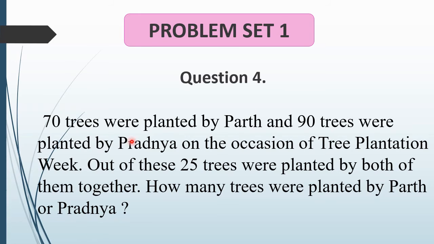70 trees were planted by Parth and 90 trees were planted by Pradnya on the occasion of tree plantation week. Out of this, 25 trees were planted by both of them together. How many trees were planted by Parth or Pradnya? Let's see the solution.